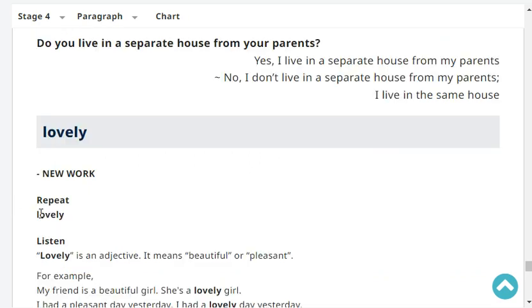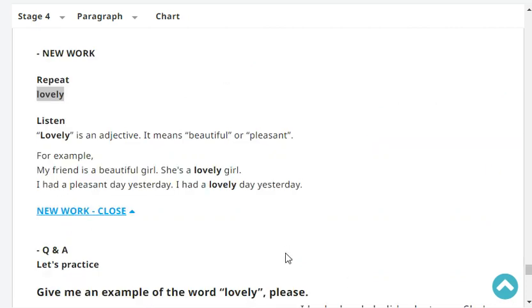Next, repeat: lovely. Lovely. Very good. Okay, listen, lovely is an adjective. It means beautiful or pleasant. For example, my friend is a beautiful girl, or we can say she's a lovely girl. I had a pleasant day today, or we can say I had a lovely day today.